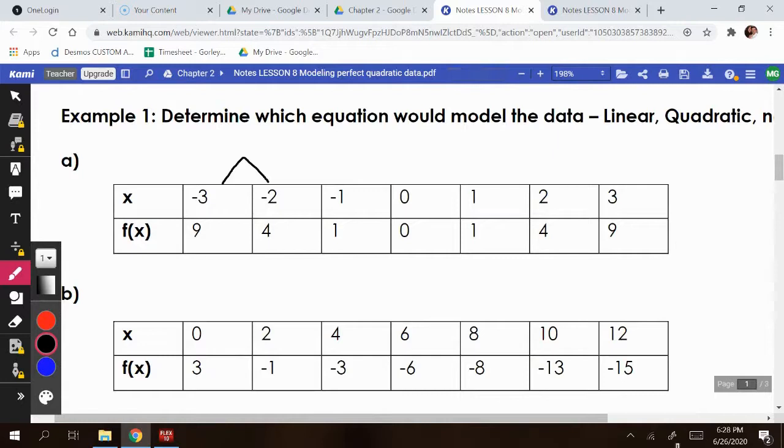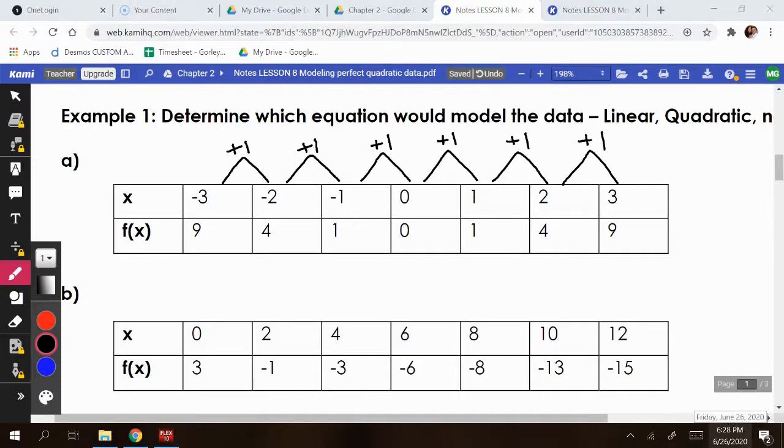To get from -3 to -2, I'd have to add 1. To get from -2 to -1, I'd have to add 1. I'd have to add 1 to get 0, add 1 to get 1, add 1 to get 2, and add 1 to get 3. Okay, so now that we've confirmed that our x inputs are equally spaced, now I can look at the y outputs.